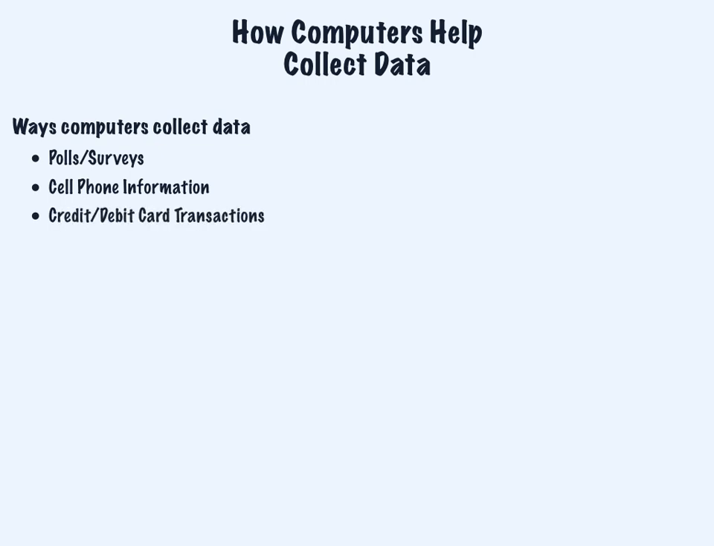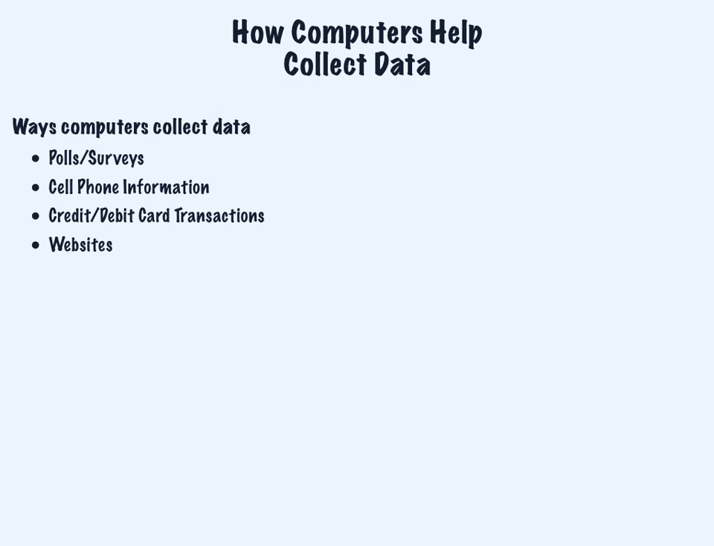Credit and debit card transactions. Computers can use credit card and debit card transactions to see where we do most of our transactions and how much we're spending at these places. And also websites. Computers track which websites we visit the most often, what we do and what we click on when we get there, and how much time we spend on that site, among many other things.